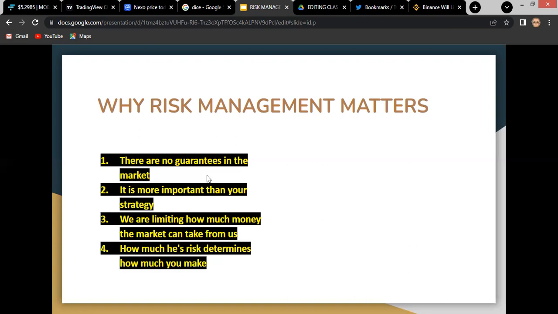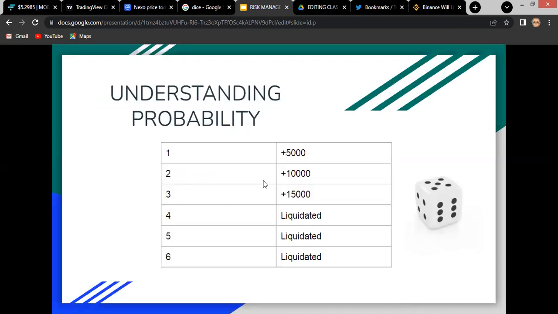And then finally, how much you risk determines how much you make. If you risk big, you earn big. If you risk small, you earn small. So these are the reasons why you should learn how to manage risk, so that you know if the risk you're taking is commensurate with the reward you are looking at getting. These are the reasons why risk management matters.